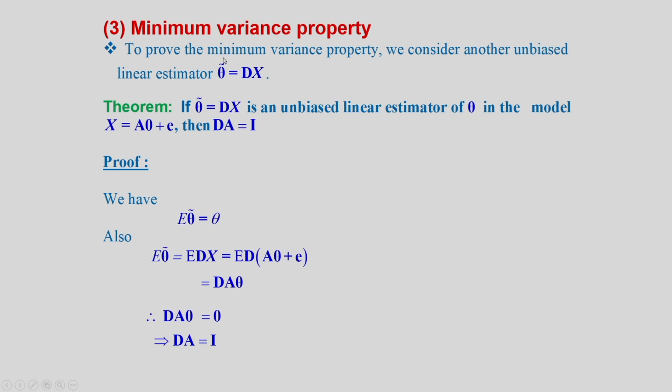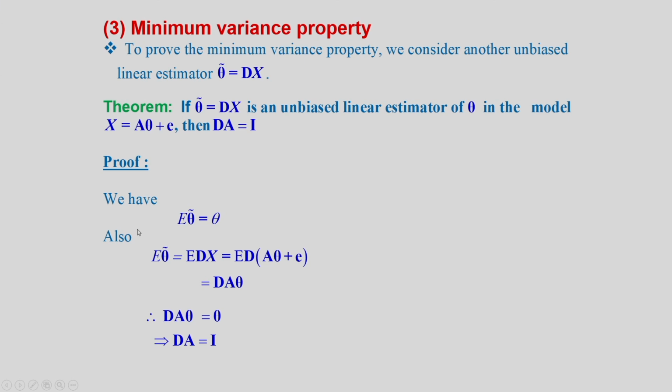Now, to prove the minimum variance property, we consider another unbiased linear estimator, theta tilde equal to Dx. This is another unbiased estimator, so the variance of this estimator will be bigger than the variance of theta LS hat. To prove this, we need another theorem. If theta tilde equal to Dx is an unbiased linear estimator of theta in the model x is equal to A times theta plus E vector, then the D matrix times the A matrix must be the identity matrix.